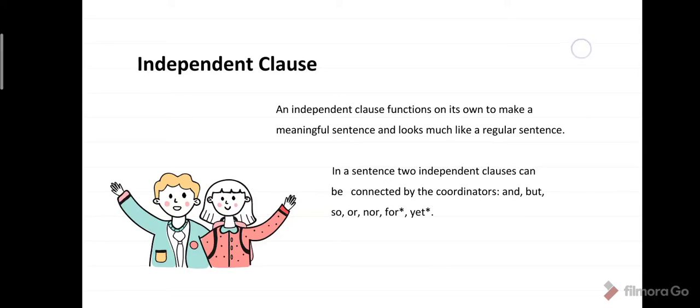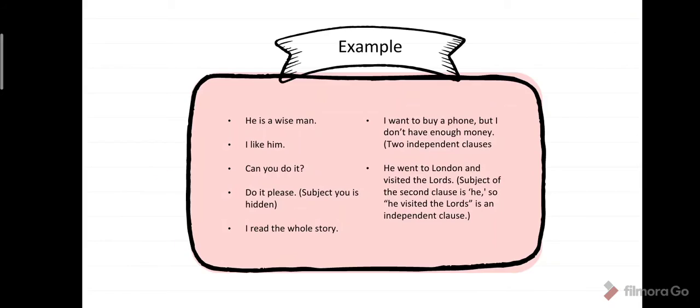The next is the example of independent clause. The first, the example of one independent clause: he is a wise man. I like him. Can you do it? Do it please. I read the whole story.